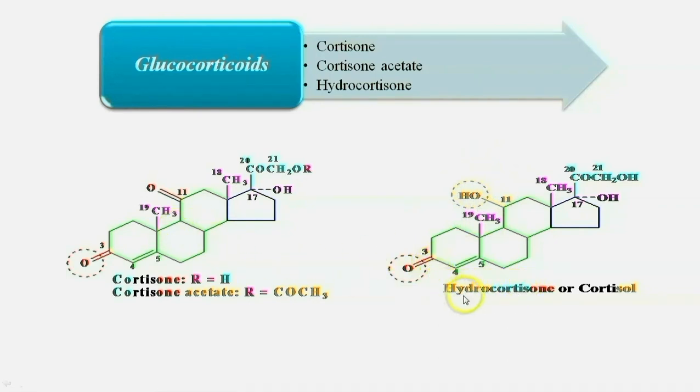In hydrocortisone, again "one" is a suffix, so at the third position this ketonic function will come, and between carbon 4 and 5 there is unsaturation. At the 11th position a hydroxyl group is present in hydrocortisone. At the 18th and 19th positions there are methyl groups, and at the 17th position this alpha hydroxyl group is present, and COCH2OH is present. So this is about hydrocortisone.